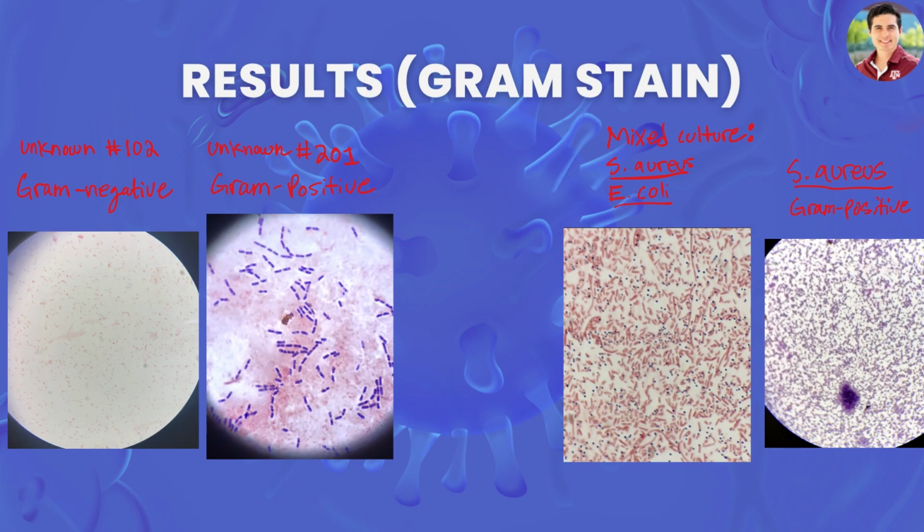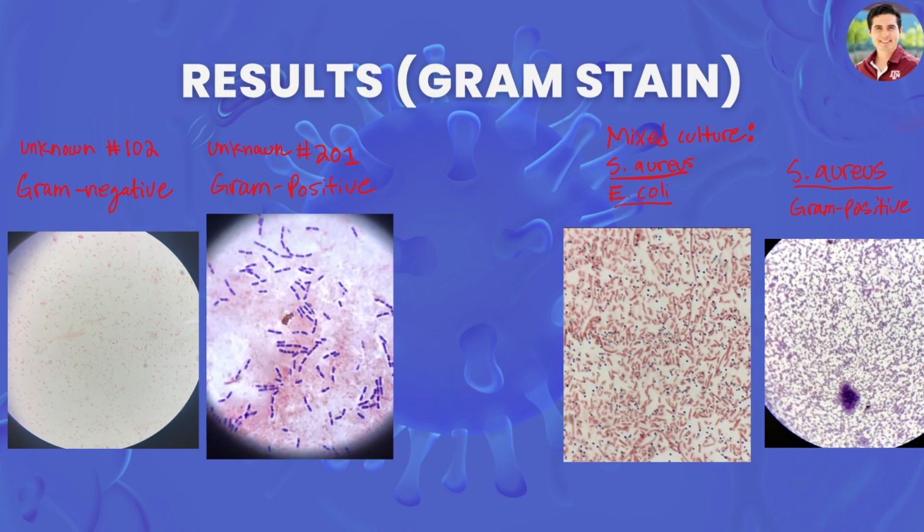On the far left, beginning with our unknown 102, after performing our gram stain, we can see that unknown 102 is a gram negative with a bacilli shape. Following our unknown 201, we can see that this microorganism is a gram positive bacteria, and it is also a bacilli rod shaped as well.